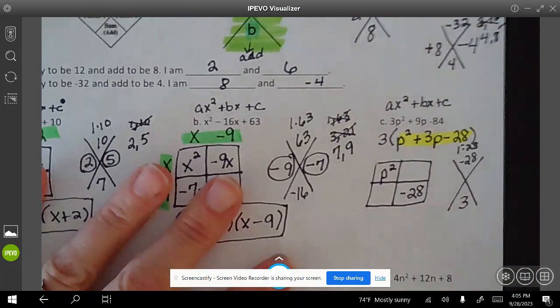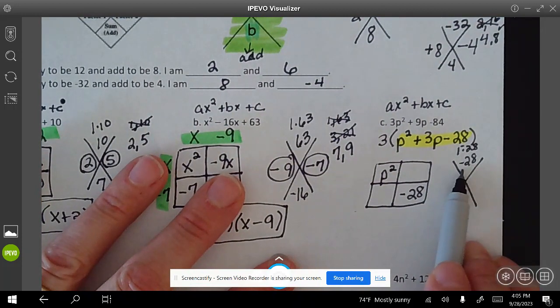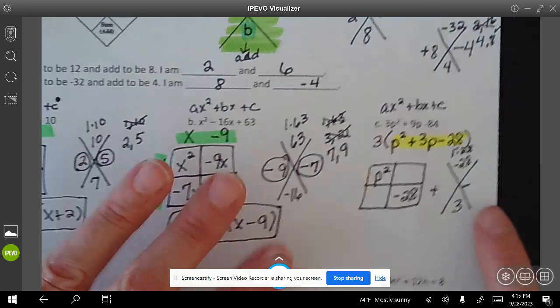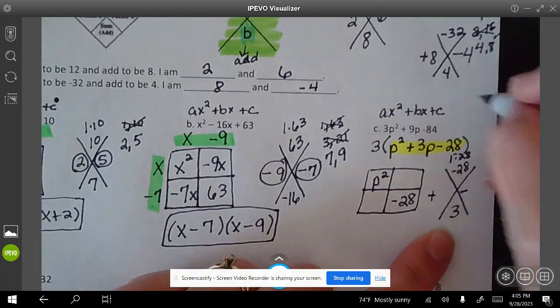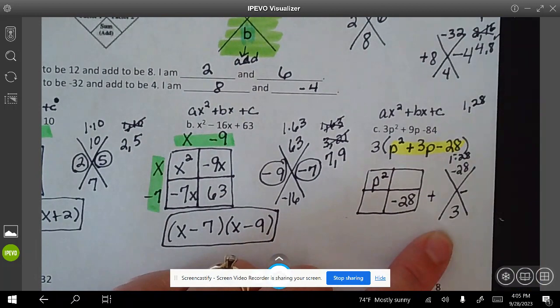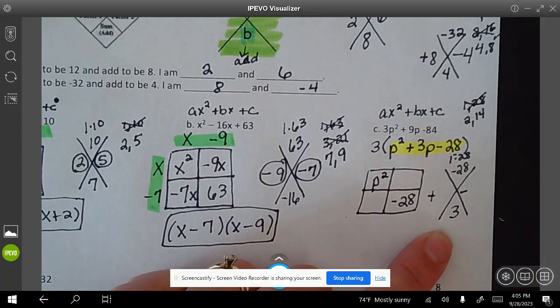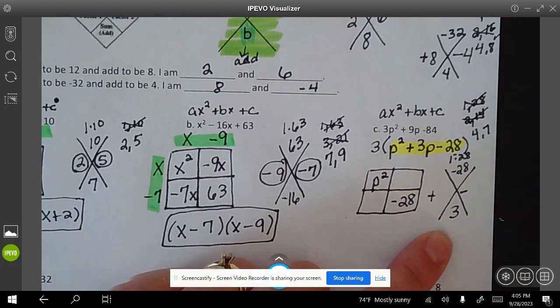Okay, so if we start with 1, now this is negative 28, so to get a negative when I multiply, I have to have a positive and a negative, which means I'm going to be subtracting to get this 3 down here. Okay, so 1 and 28. Well, that gives me 27 when I subtract, so that doesn't work. 2 and 14. Okay, 14 minus 2 is 12, so that doesn't work. 3 doesn't go into 28, but 4 does. 4 and 7. Hey, 7 minus 4 is 3.